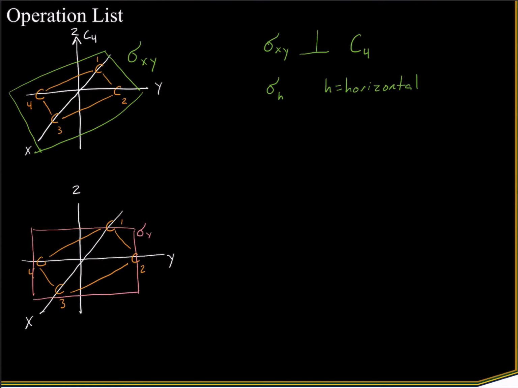Right, so this is sigma YZ. And we can see here that sigma YZ contains two atoms, right? And it also contains our principal rotation axis, right? So if we're going to draw this line, that's my principal rotation axis, we can see that that line falls within sigma YZ. So this is one of the two mirror planes I'm going to try to draw.